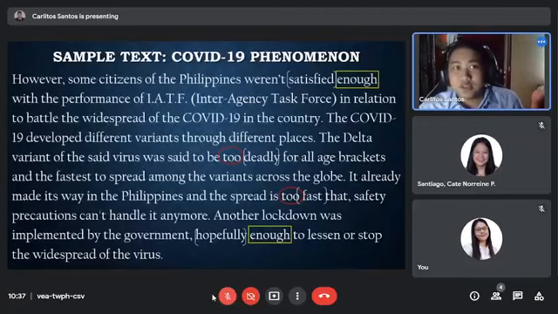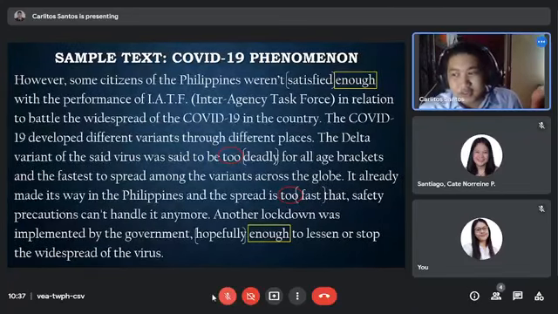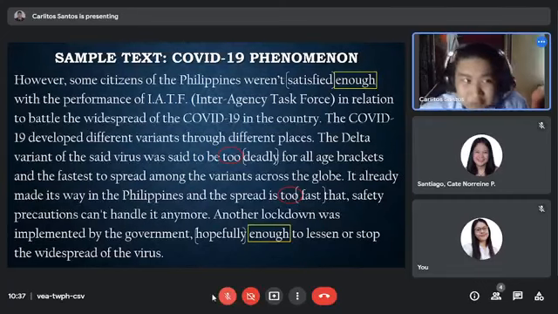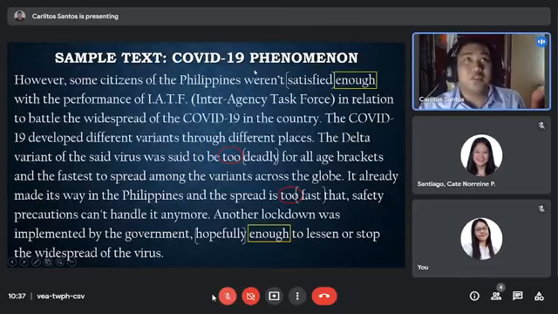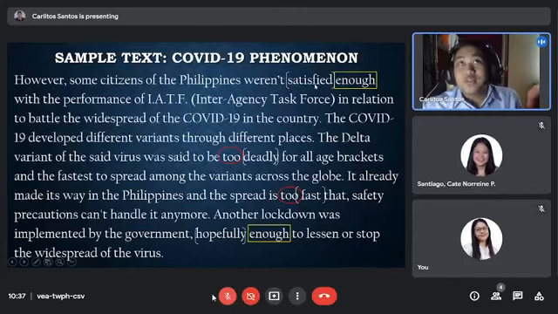it is sufficient, or not sufficient rather, because we have here weren't. So they are not satisfied with the sufficient action of the IATF group in relation with the battle of the country here in the sentence.